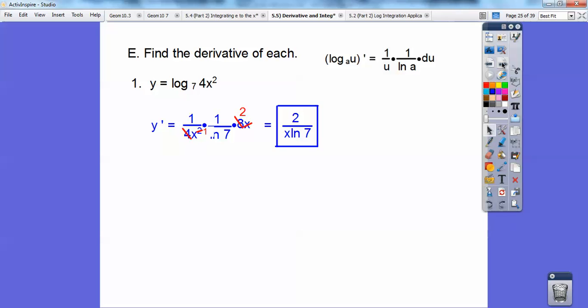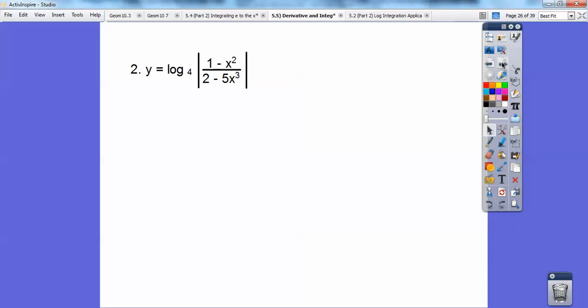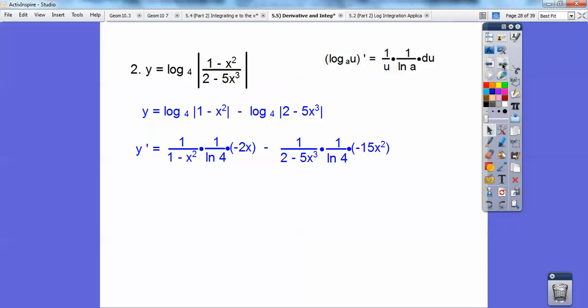Okay, let's try another one here. We have y equals log base 4 of a fraction. We're going to use our algebra 2 skills and expand that logarithm. Remember from algebra 2, when you have a fraction, you can separate it into the numerator minus the denominator with each logarithm. Then I'm going to use my rule for this one and this one. So it's going to be 1 over this times 1 over the natural log of this base times the chain, and then the same here: 1 over this times 1 over natural log of this base times its chain. So that's what that says right there.